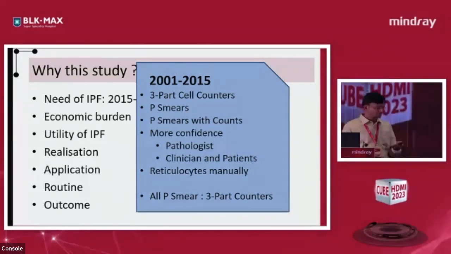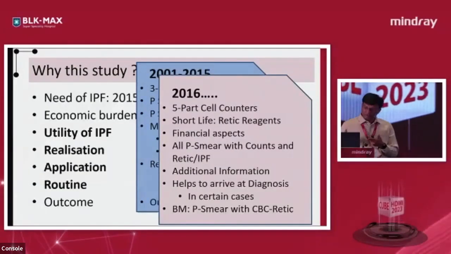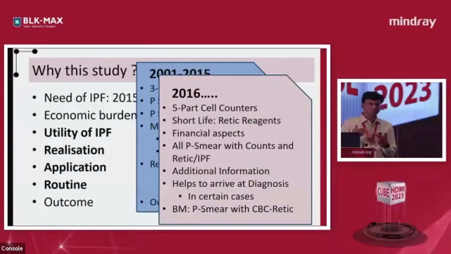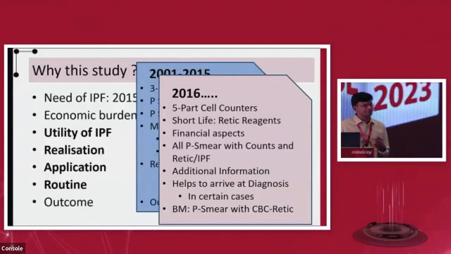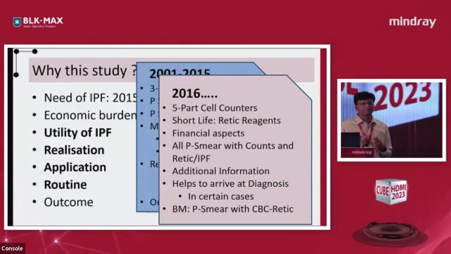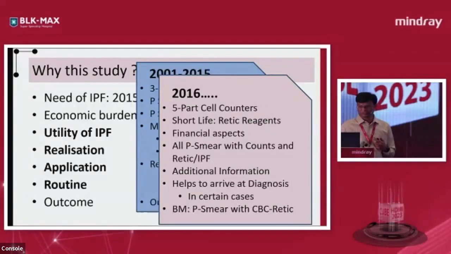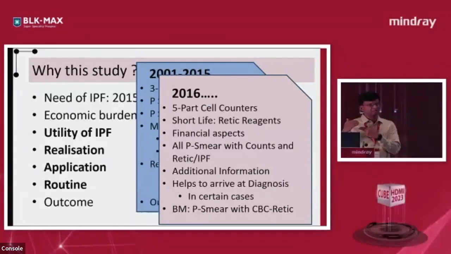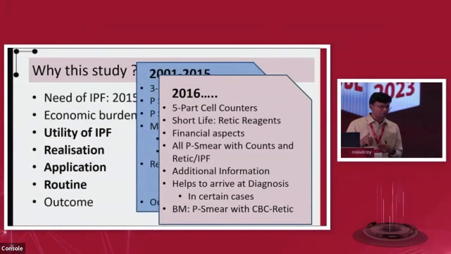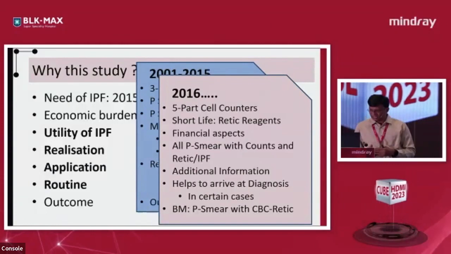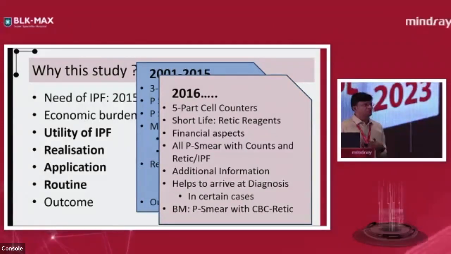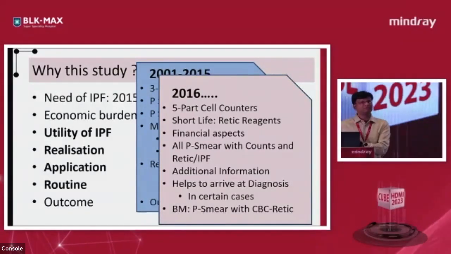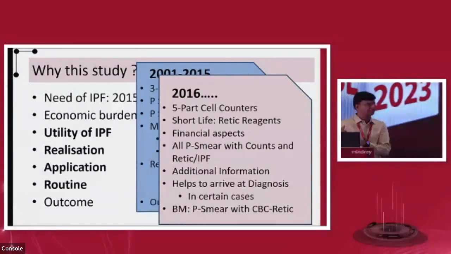And we used to do reticulocytes manually. Once we bought this 5-part, instead of using the reagent separately, we just marginally raised the charge of the peripheral smear by around 20, 30 or 50 rupees. We started running the peripheral smears with counts in the retic and IPF mode. While consuming the reagents, we also got more information in our day-to-day practice, and in certain cases it really helped us arrive at the diagnosis. Whenever a bone marrow comes, we do a peripheral smear with CBC and retic, and all the data will be there when the slides are ready.